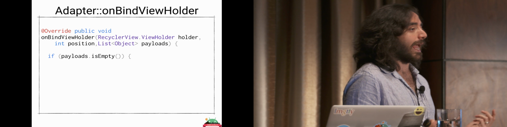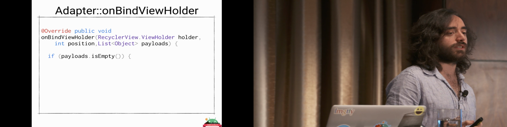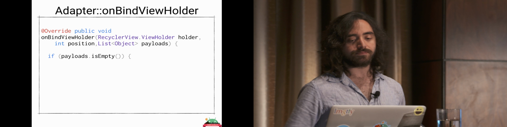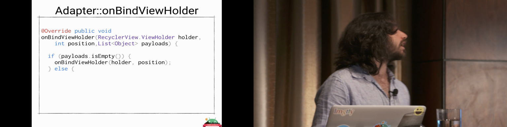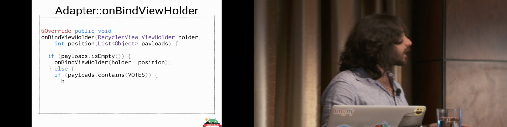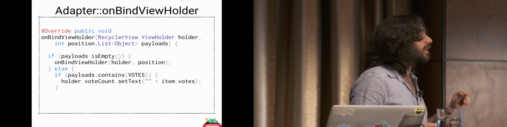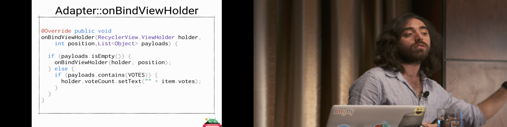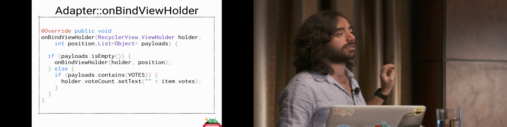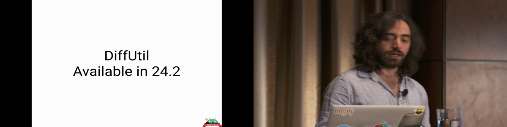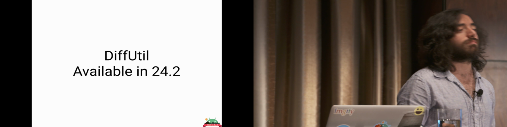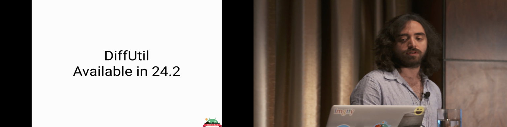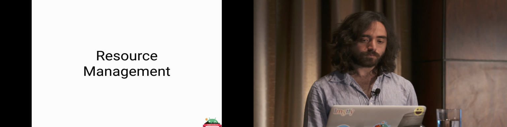So the payloads will be empty if the view holder is not reused for the same item. In that case, you just run your regular bind logic. Otherwise, you look at, okay, if the payload contains the votes, let me change the vote count and only change the vote count because I know the other things didn't change. So DiffUtil will be available in 24.2, hopefully somewhere in August. We don't know the exact dates now.